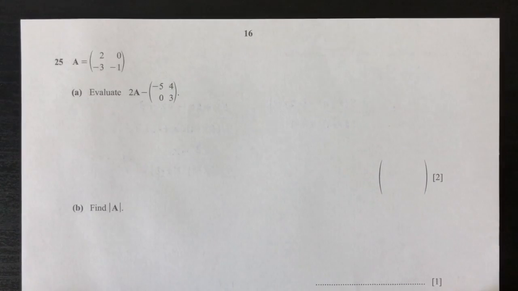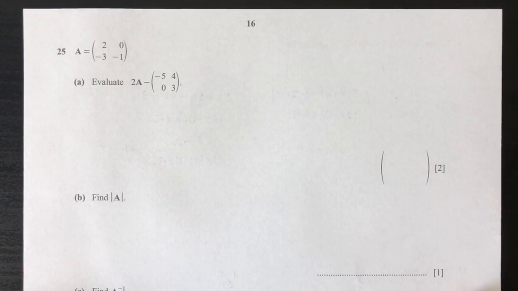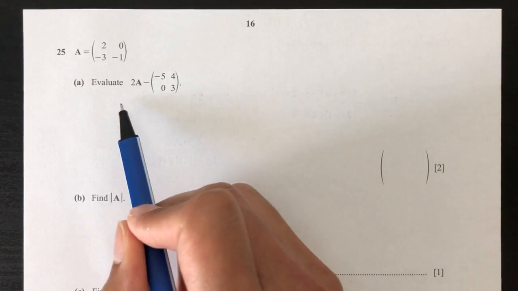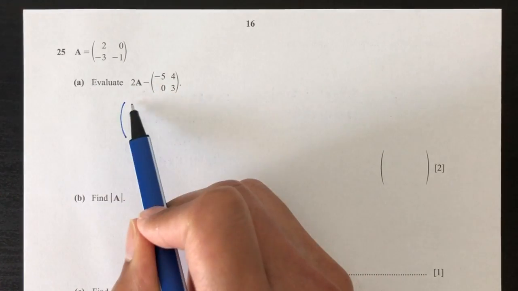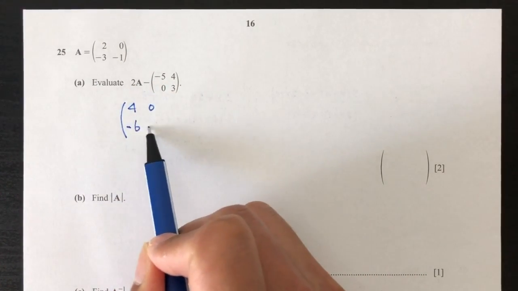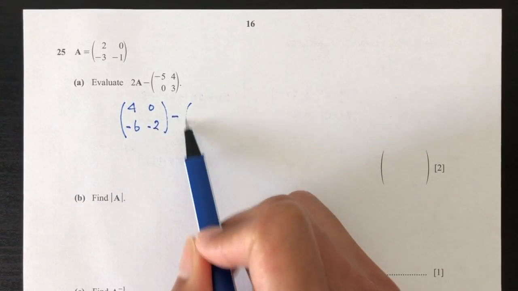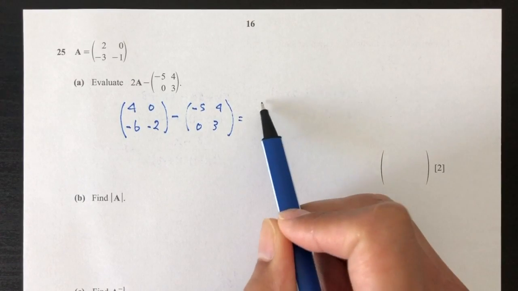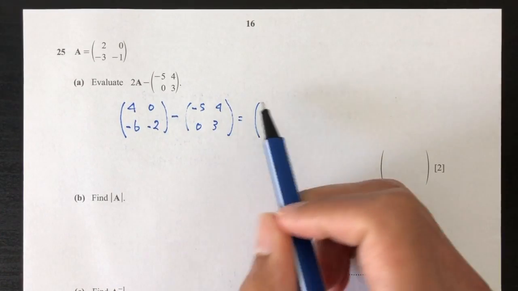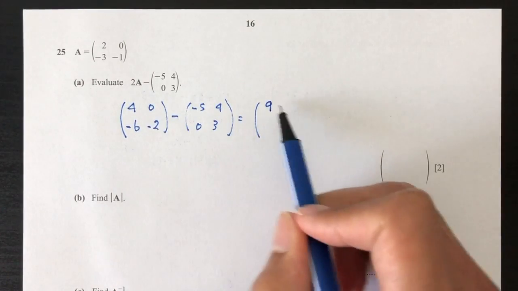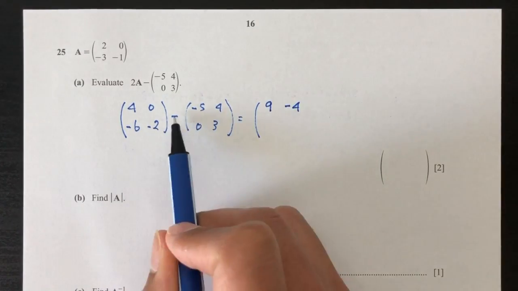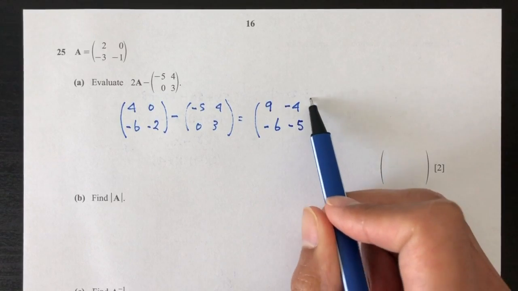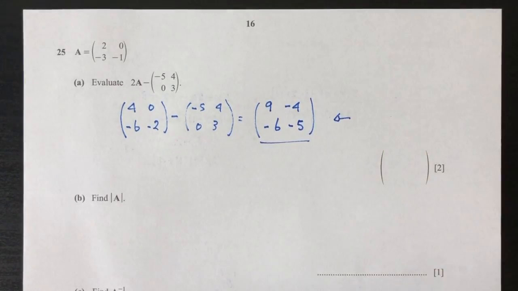So let's move on to the last question now, question number 25. So we have a matrix A equal to this, evaluate 2A minus this. So what is 2A? You bring the 2 inside, you have 4, 0, minus 6, minus 2. Minus the rest, which is minus 5, 4, 0, 3. So simplify. 4 minus minus 5, that will be 9. 0 minus 4 is minus 4. Minus 6 minus 0 is minus 6. Minus 2 minus 3 is minus 5. That will be your answer.